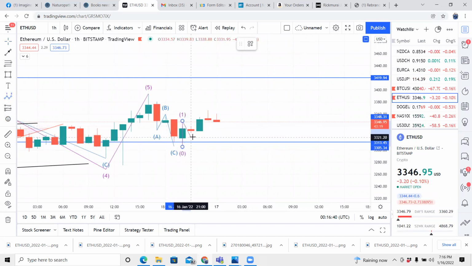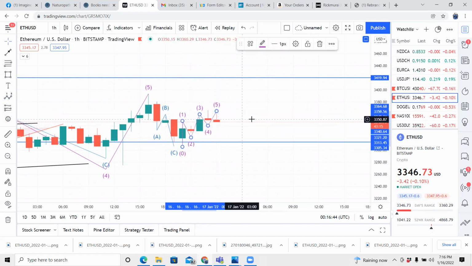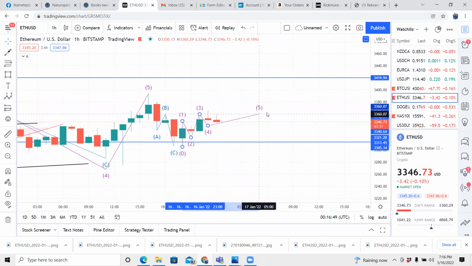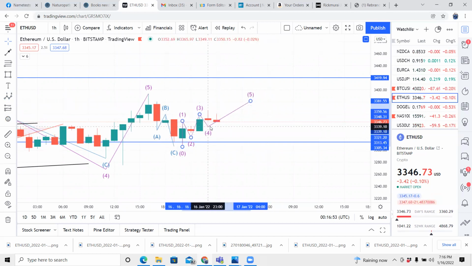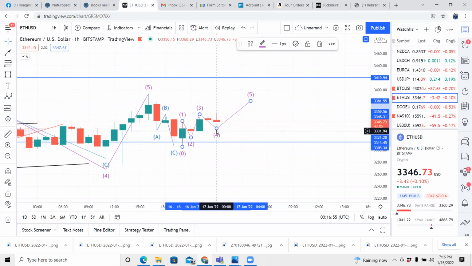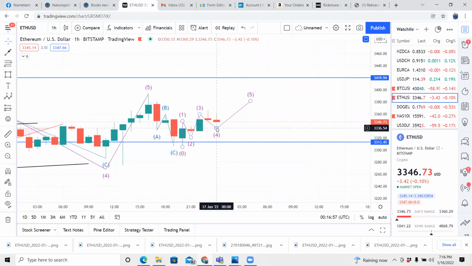1, 2, 3, 4, and we're looking for 5. That's what we're looking for. 4 might come down a little bit more than this, okay? I personally believe 4 is going to be more in this area right over here. The candle was green a few seconds ago, so we might be looking more for that ABC correction right there.